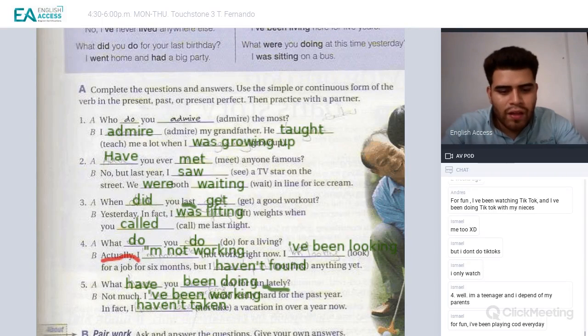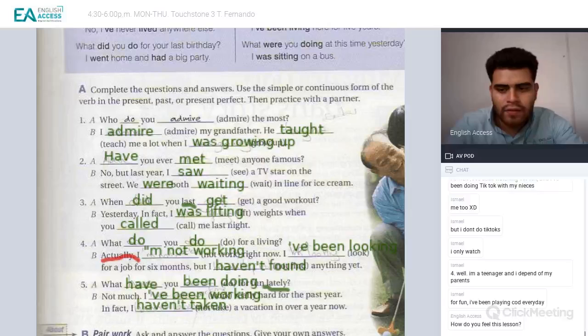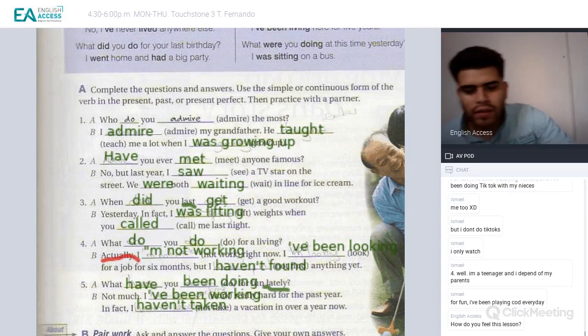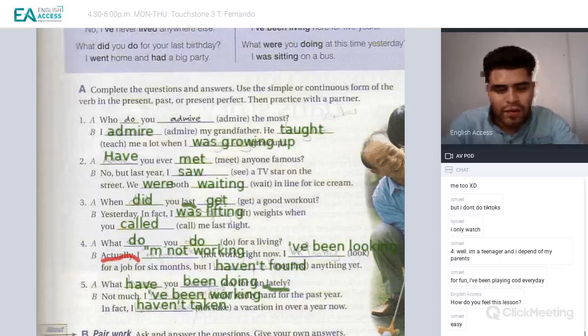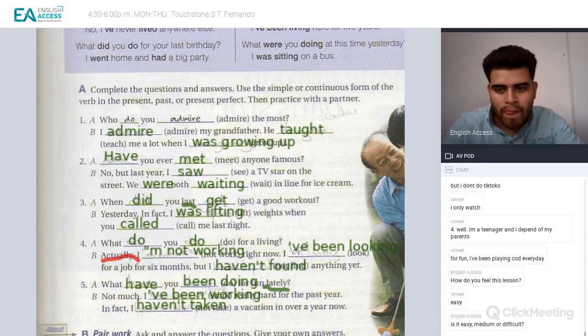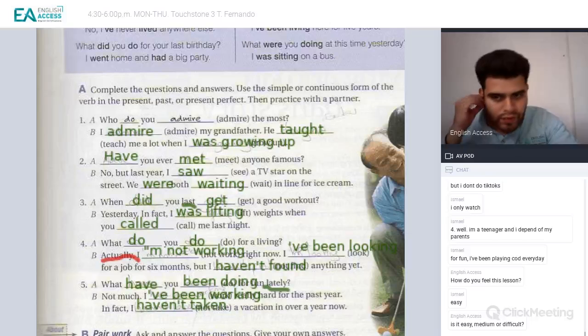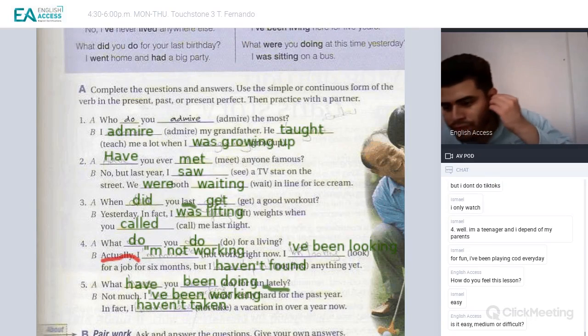How do you feel about this lesson? Is it easy, medium, or difficult? Ismael, all right, good, good.